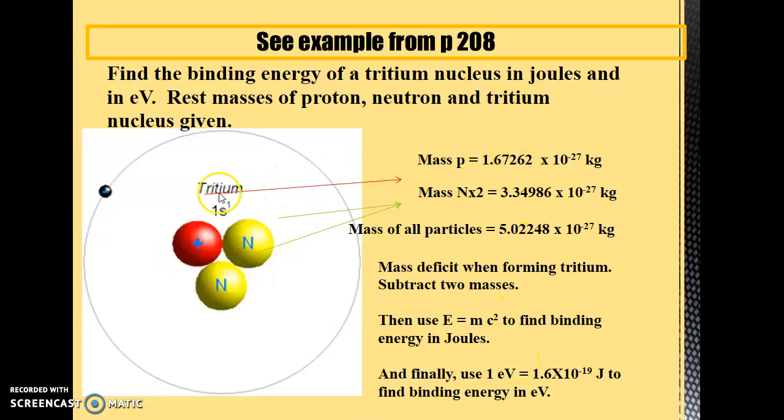So let's just go over that one more time. What we do is we've got one proton, two neutrons, right? So in total they have that mass if they're individual particles, so their masses together are these top two. If, however, you have the mass of all the particles bound into a nucleus, then this is the mass of all the particles. So taking a look on page 208, you can see there how the example's been done.